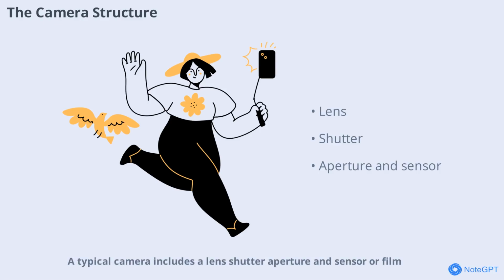A typical camera includes a lens, shutter, aperture, and sensor or film. The lens focuses light, the shutter controls exposure time, the aperture adjusts the amount of light, and the sensor or film captures the image. Each part works together to produce clear, well-exposed photographs.